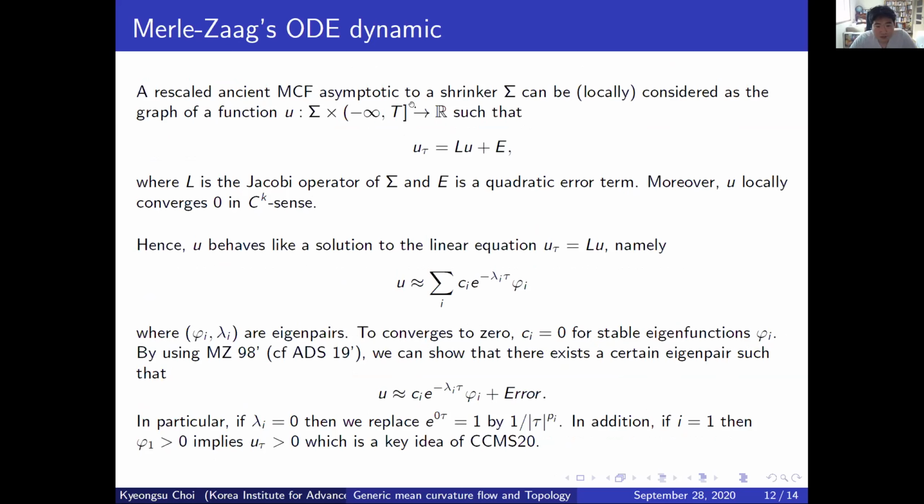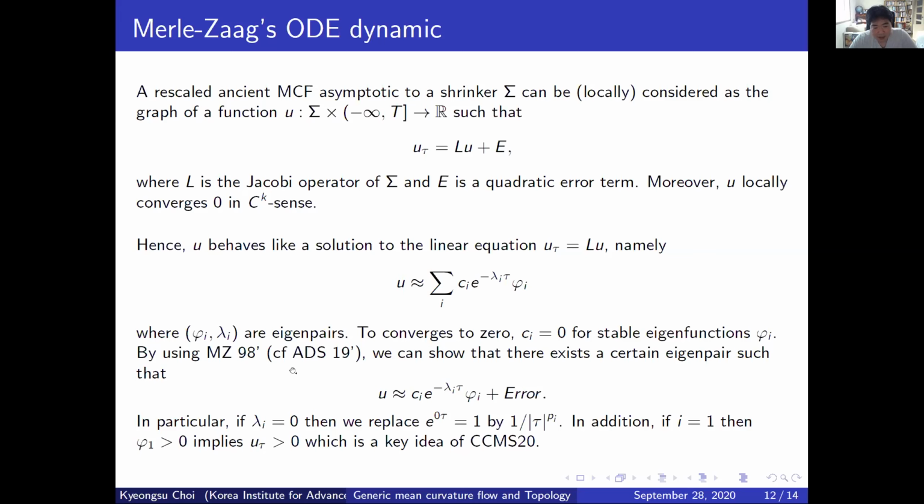So let me consider rescaled mean curvature flow. Then we can consider the flow as the graph of a function defined on the shrinker. And then the function satisfies a linearized equation: U_tau equals LU, a linear operator, plus a quadratic error. So we can expect that U behaves like a solution to the linear equation, which looks like this by just an ODE, as in an intro PDE course.